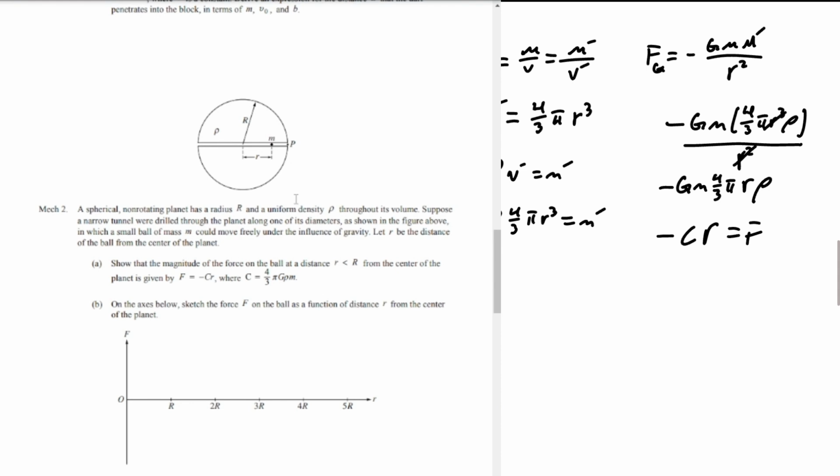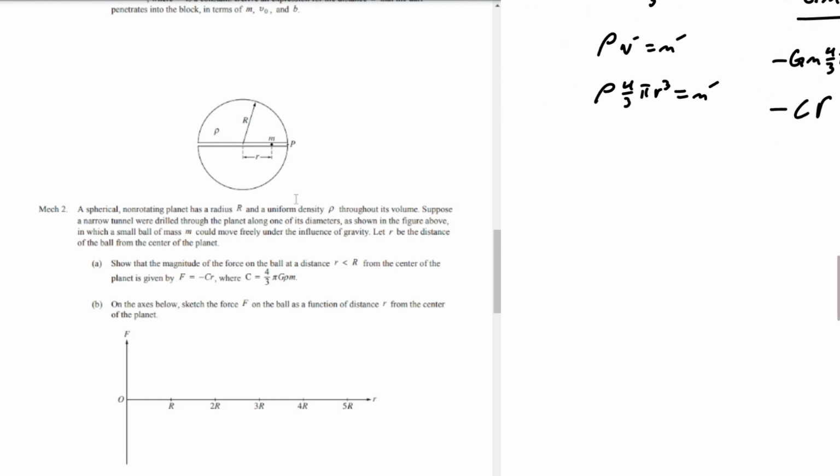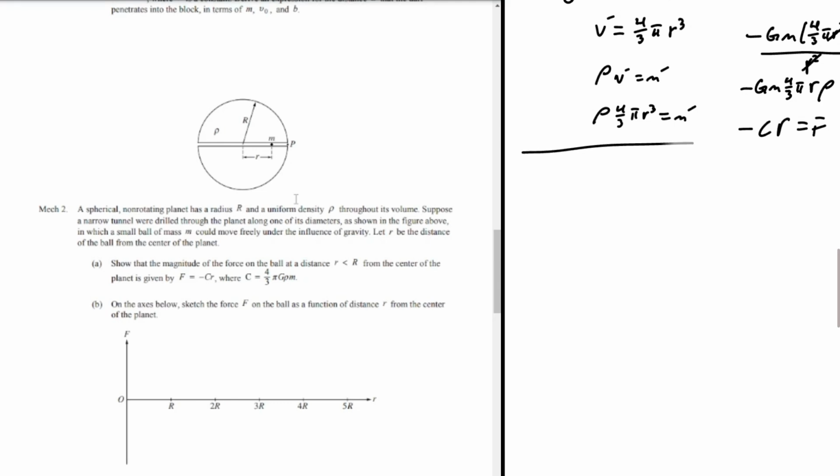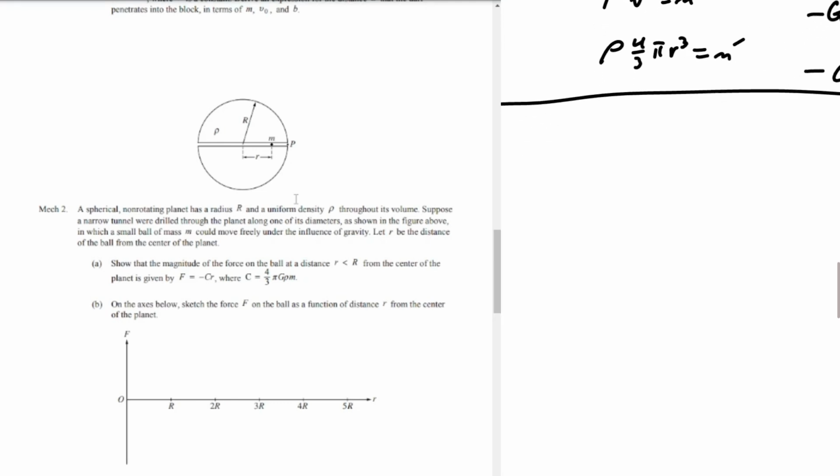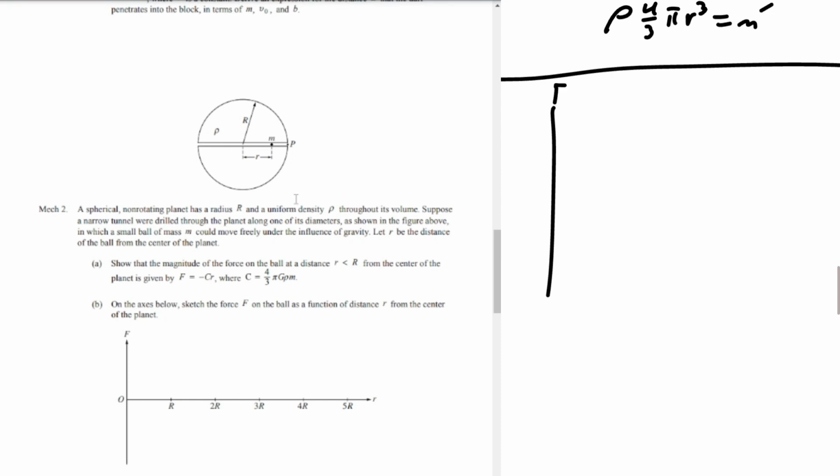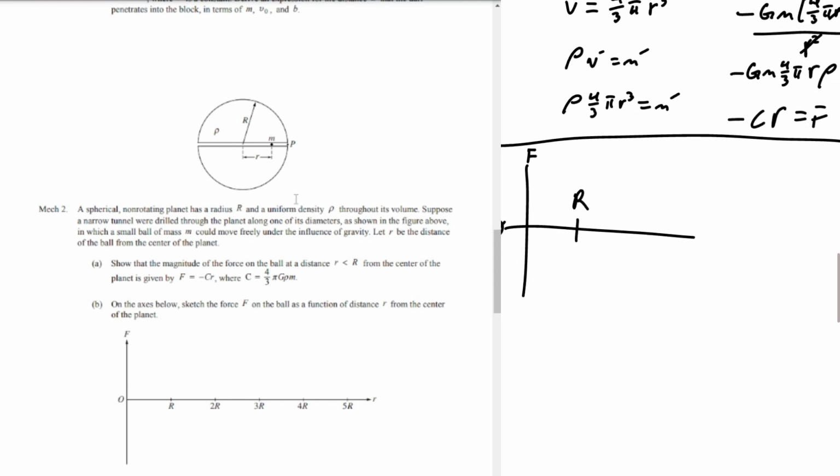So on the axis below, sketch the force F on the ball as a function of the distance r. So I don't have that graph right here, but I'll try to replicate it to the best of my ability. F, 0. We'll just call this r. I don't care about the rest. So here's what they want you to understand. Knowing this equation that F equals negative C r, they want you to not put anything up here, because they defined it to be negative. They're telling you, hey, draw negative because we're saying that the force is negative.